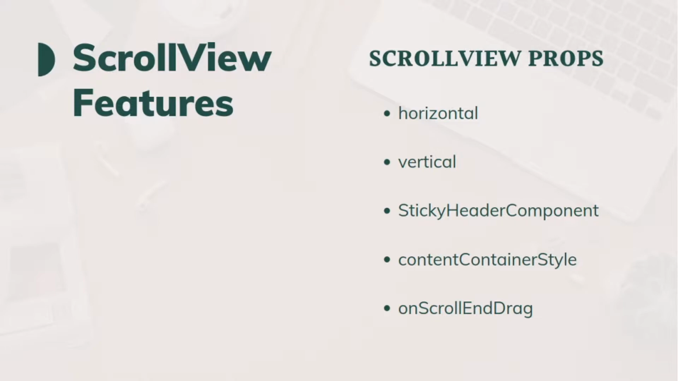When horizontal is true, the scroll view's children are arranged horizontally in a row instead of vertically in a column. When you want your list to have an animated and sticky header, you may need to set the sticky header indices. When showsVerticalScrollIndicator is true, it shows a vertical scroll indicator.